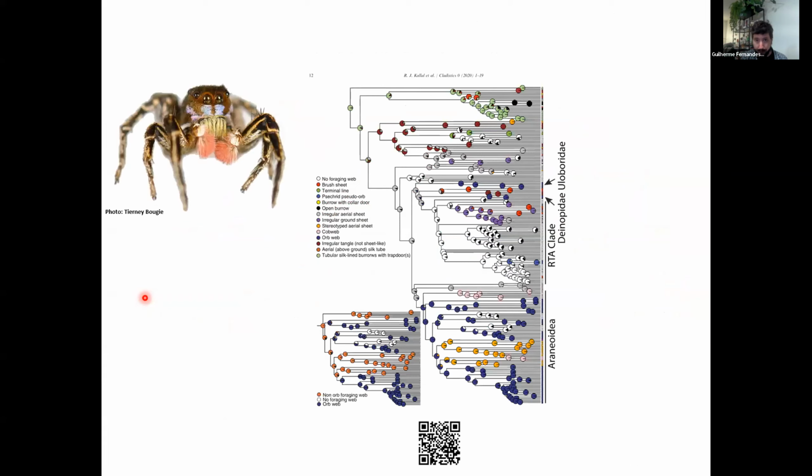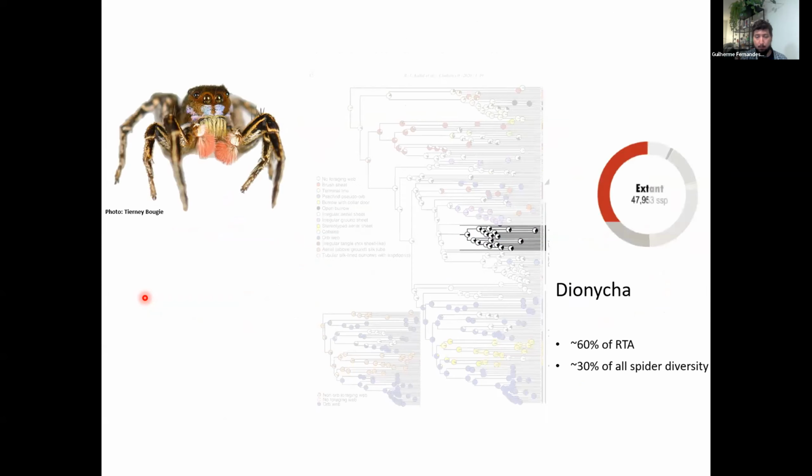So if you look here, this is a recently published paper on the evolution of webs. They have this phylogeny of spiders using genomic data, and you can see that Dionycha here are very underrepresented in phylogenomic studies in general. Dionycha represents about 30% of all spider diversity, but the sampling in those studies is really not representative of the real diversity. So we cannot tell much about the relationships inside Dionycha.